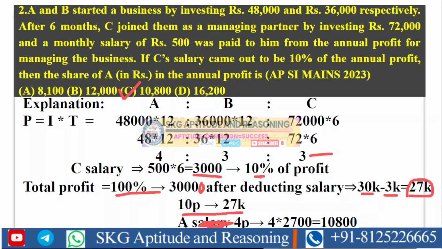Suppose the question asked for the profit received by B, we would need to find the value of 3 parts. One part value is 2,700, and we multiply 2,700 with 3, and we get the answer 8,100 if we ask for B. So the answer for this particular problem will be option C. I hope you understand this problem. Let us move to the next question.